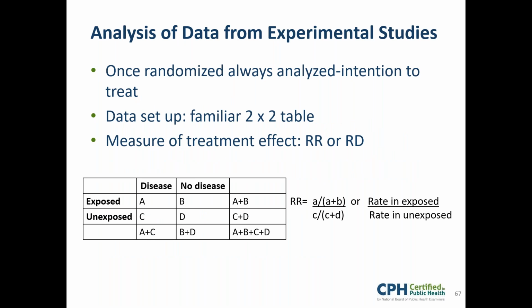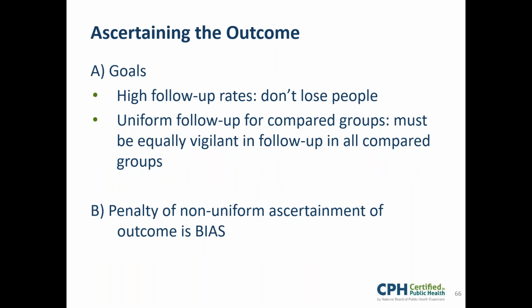Another critical factor in the clinical trial is ascertaining the outcome. I mentioned retention. One of the goals to ascertain good outcome data is to have high follow-up rates. We don't want to lose people, we want to retain them. We also want to have uniform follow-up throughout all the groups and be equally vigilant in all of the groups. If we don't have that uniform ascertainment, then your study is at risk of bias. We'll get into those definitions a little bit later, but just keep that word bias in mind.